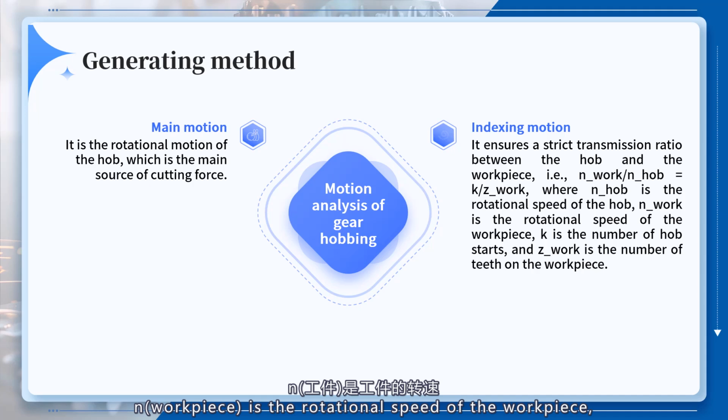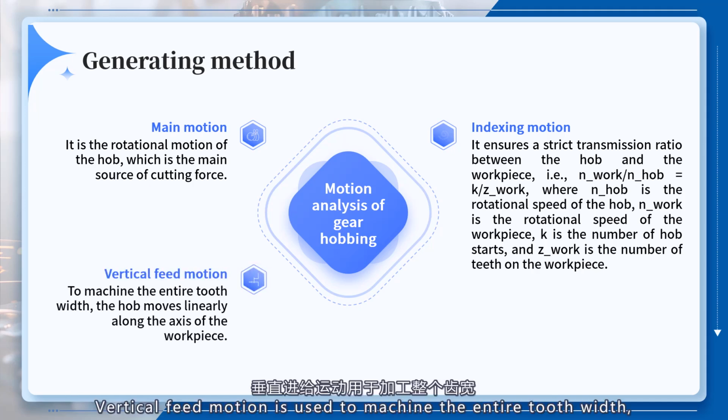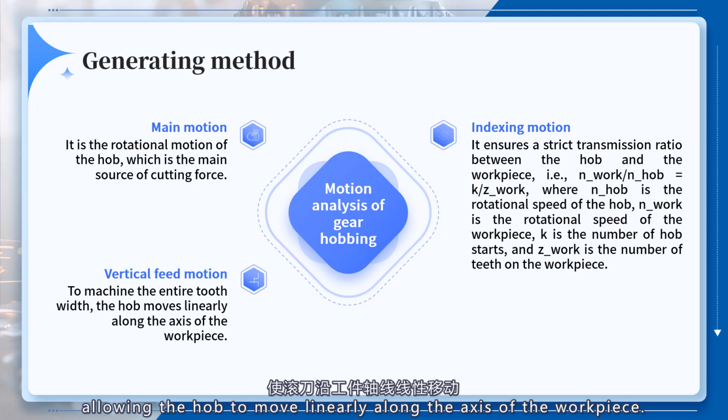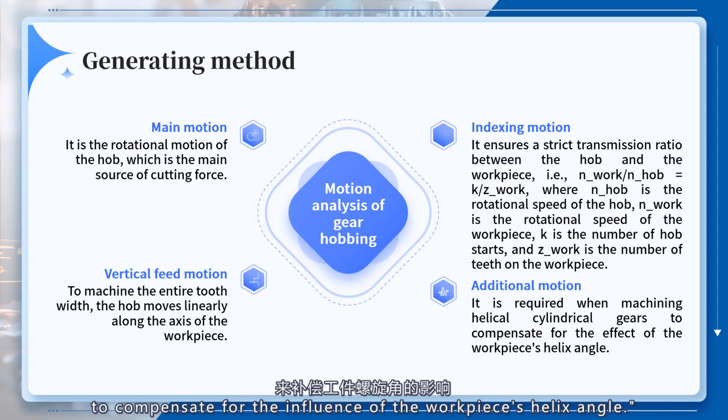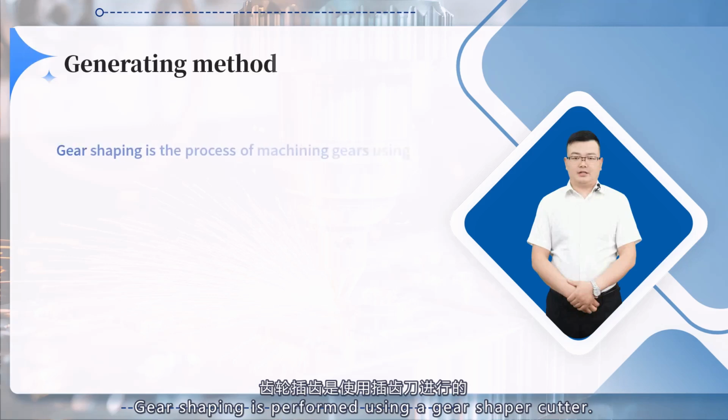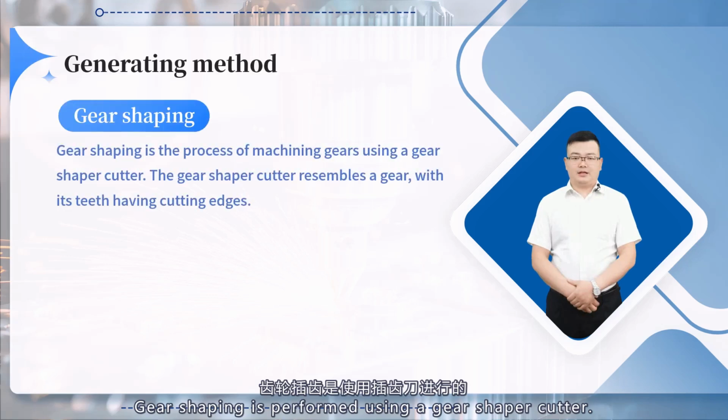N workpiece is the rotational speed of the workpiece. K is the number of hob starts, and Z workpiece is the number of teeth on the workpiece. Vertical feed motion is used to machine the entire tooth width, allowing the hob to move linearly along the axis of the workpiece. Additional motion is required when machining helical cylindrical gears to compensate for the influence of the workpiece's helix angle.